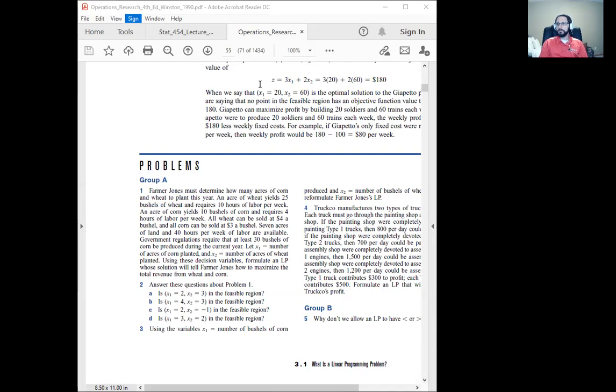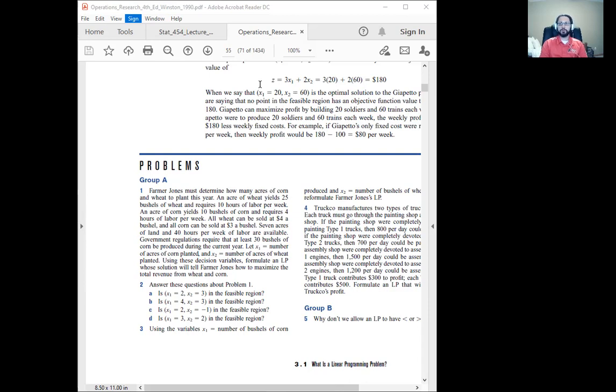Farmer Jones must determine how many acres of corn and wheat to plant this year. An acre of wheat yields 25 bushels of wheat and requires 10 hours of labor per week. An acre of corn yields 10 bushels of corn and requires 4 hours of labor per week. All wheat can be sold at $4 a bushel, and all corn can be sold at $3 a bushel. 7 acres of land and 40 hours per week of labor are available.